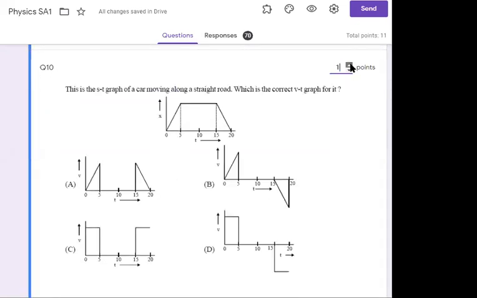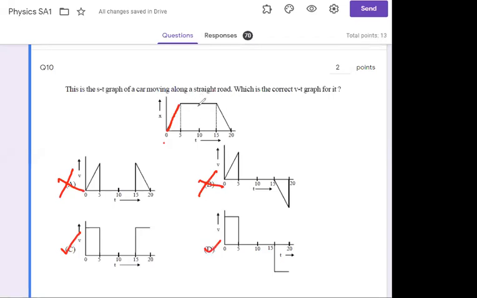Tenth is of 2 marks. Okay, 10th is of 2 marks. So this is the ST curve. So what is here? x is increasing, so this is your velocity, constant velocity. Yes or no? This is your constant velocity, 0 to 5 constant velocity. Wrong, correct. 0 to 5.